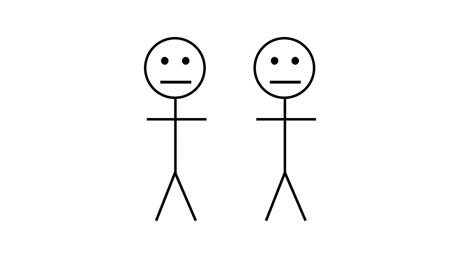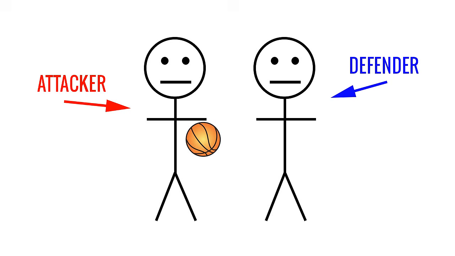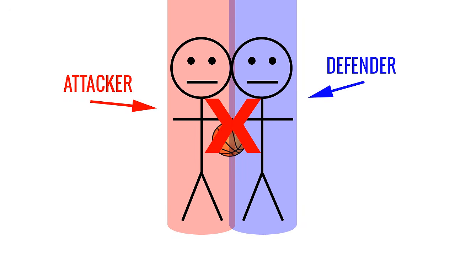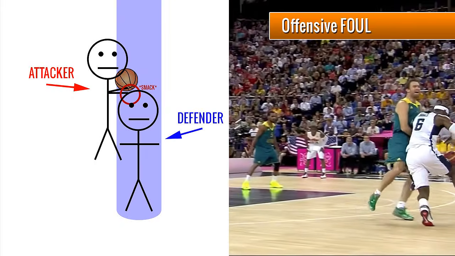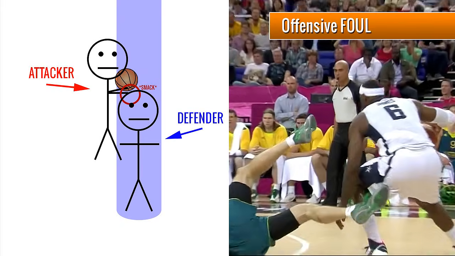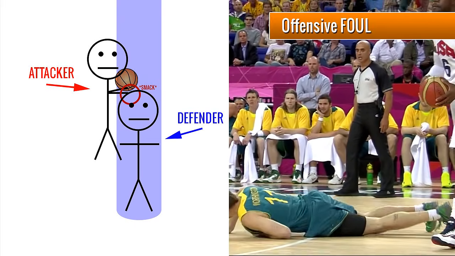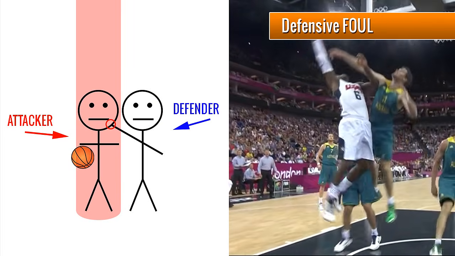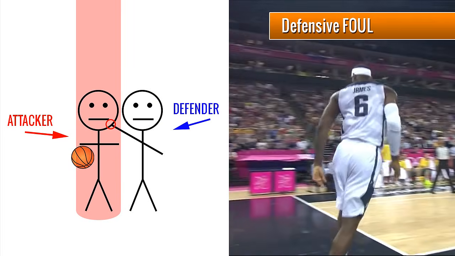Imagine 2 players, an attacking player with a ball, and a defending player without the ball. Now imagine 2 giant cylinders that surround them that extend from the floor to the ceiling. Neither of these 2 players is allowed to encroach in each other's cylindrical space. If an attacking player makes contact with a defender in his space, then it's called an offensive foul against the attacker. If a defender makes contact with an attacker in his space, then it's called a defensive foul against the defender.